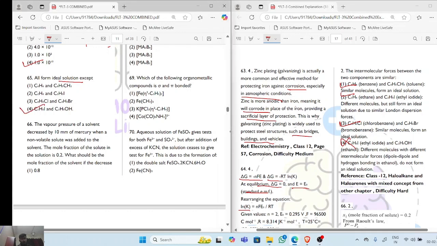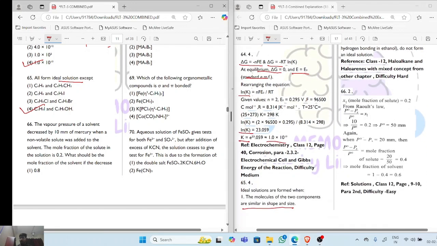Now comes question number 66. The vapor pressure of a solvent decreased by 10 mm of mercury when a non-volatile solute was added to the solvent. The mole fraction of the solute in the solution is 0.2. What should be the mole fraction of the solvent if the decrease is 20 mm?